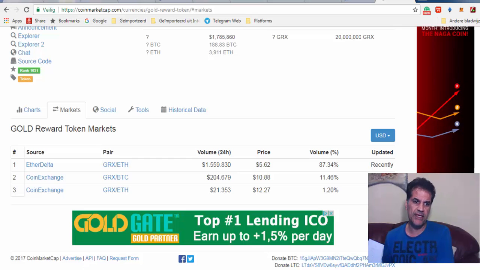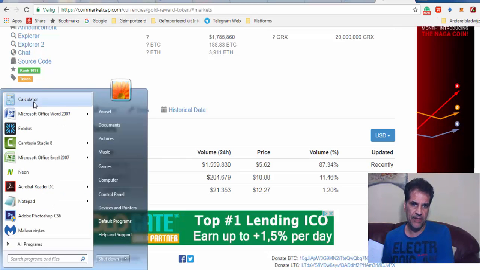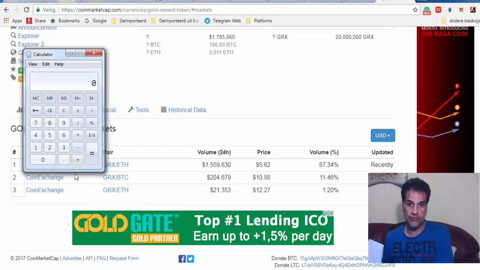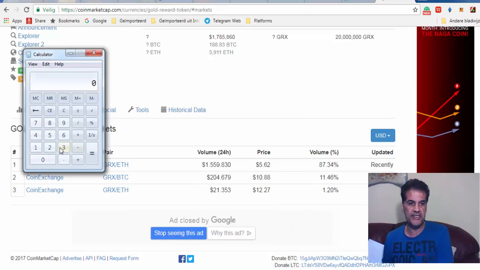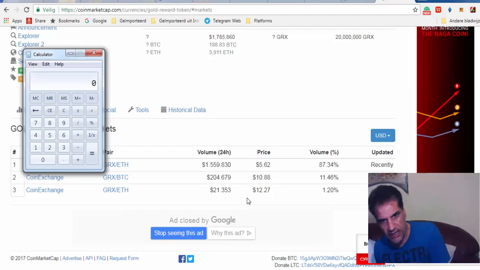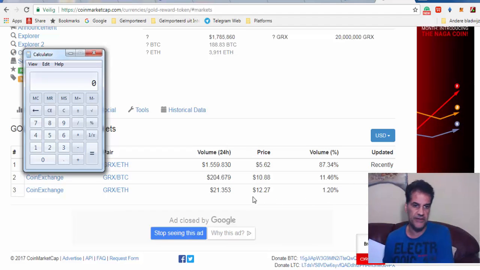So if you had 1,000 of this, just let me calculate for you. Let me give you an update. You see, I have given you the opportunity to buy this one at the price of 46 cents. So 46 cents, and now it is 12. Let's say $12.